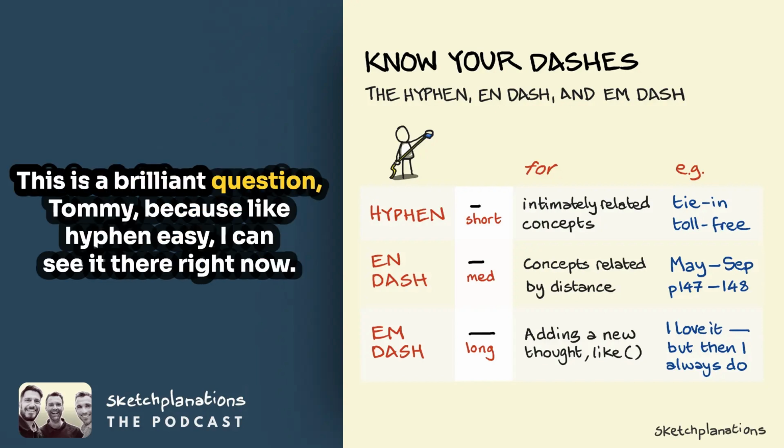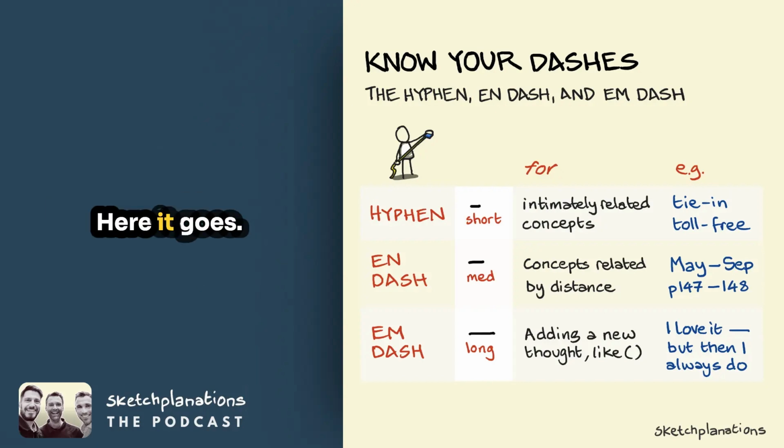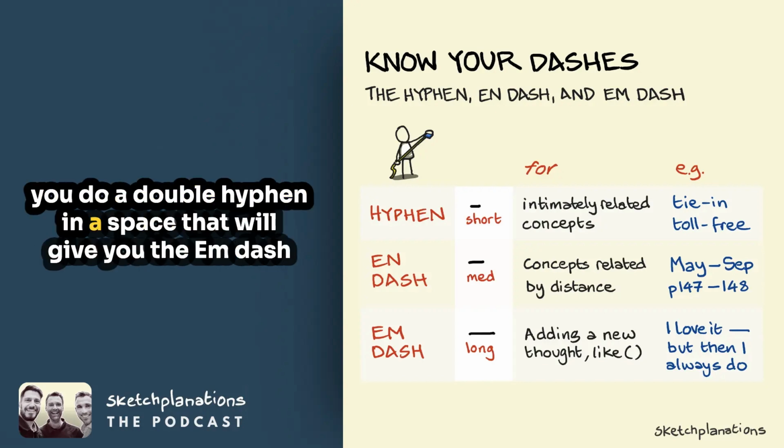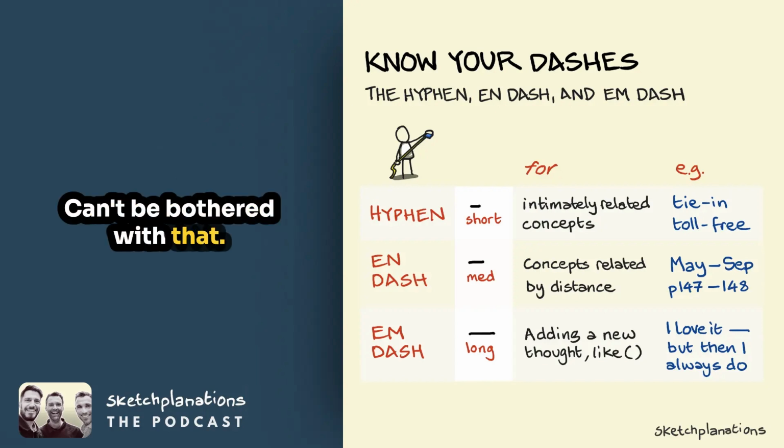This is a brilliant question, Tommy, because a hyphen is easy. No, I can see it there right now. It's next to the 0, 7, 8, 9, 0 hyphen. Bang. In it goes. Easy. So some programs, if you do exactly what you encountered, Tom, if you do a double hyphen and a space, that will give you the M dash. Yes. If you're on Mac, and I do this all the time, it's Option Shift hyphen. No, I can't be bothered with that.